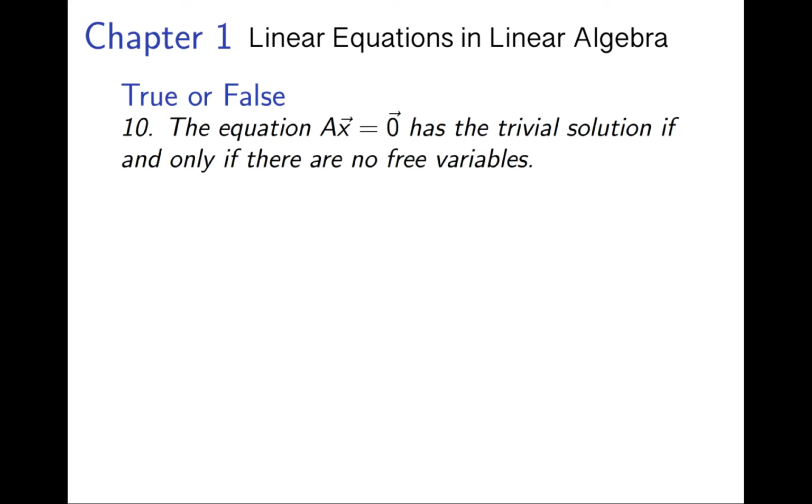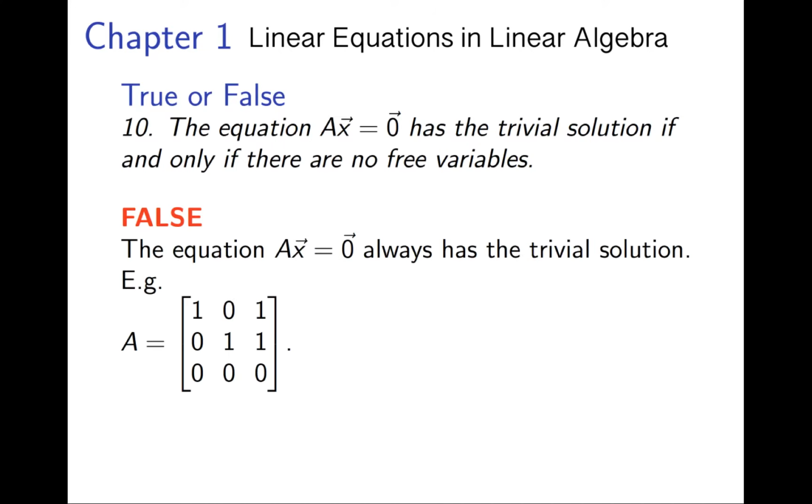Number 10. The equation AX equals 0 has the trivial solution if and only if there are no free variables. That, of course, is false. The reason is the equation AX equals 0 always has the trivial solution, even if there are free variables. So take a look at the example I wrote out. If the matrix A is 1, 0, 0, 0, 1, 0, 1, 1, 0, well, the third variable would be a free variable, but AX equals 0 still has the trivial solution.